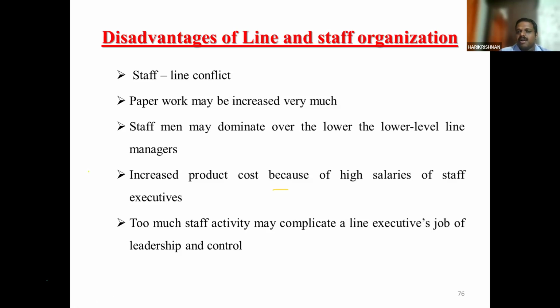Sometimes if there is no relationship between the staff and the other persons in the line, what happens? There can be conflict. Okay. These staff have to be given salaries, so it will also increase the cost. That is what the disadvantages of line and staff organization are.